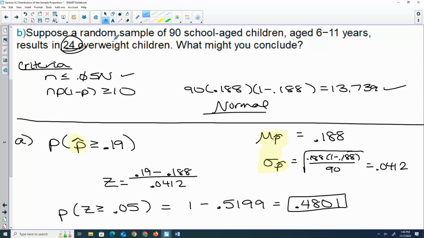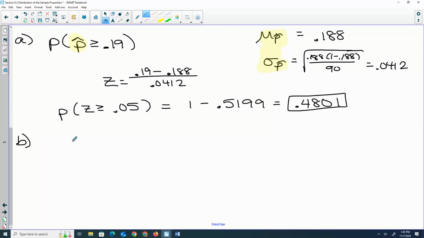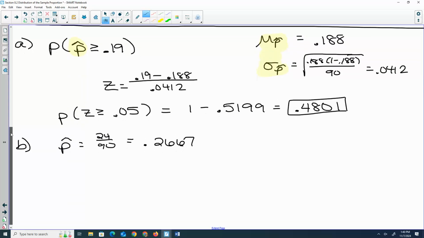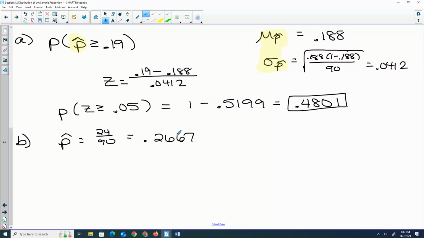Yeah, 24 divided by 90. We divided by 90. So we have to first find the p-hat here because I didn't give you the percent. Doesn't work out beautifully. We'll keep a few decimal places for now. 0.2667.